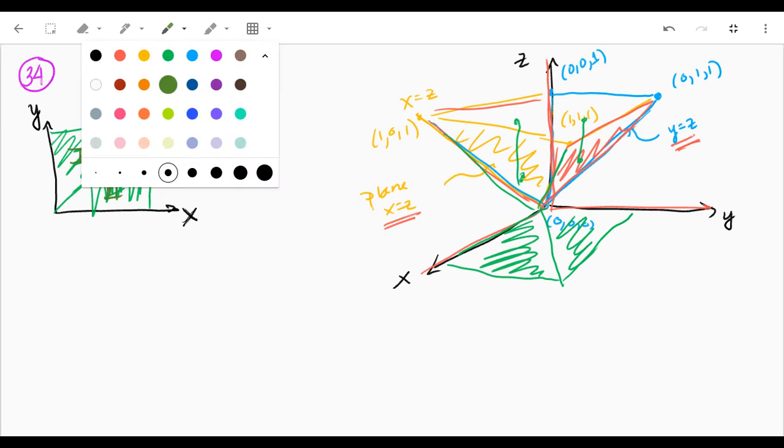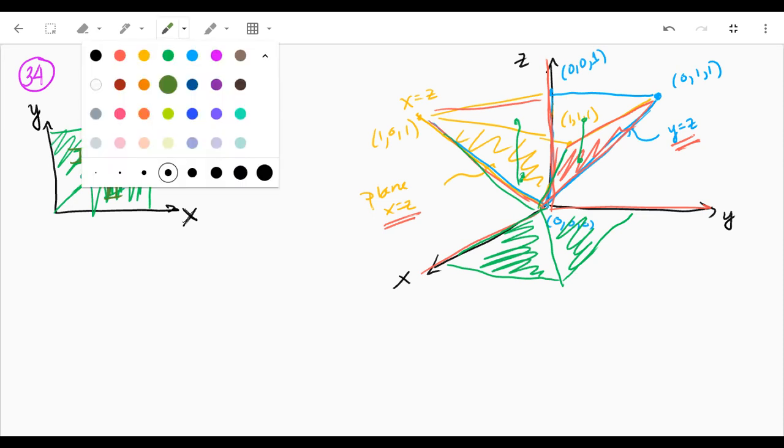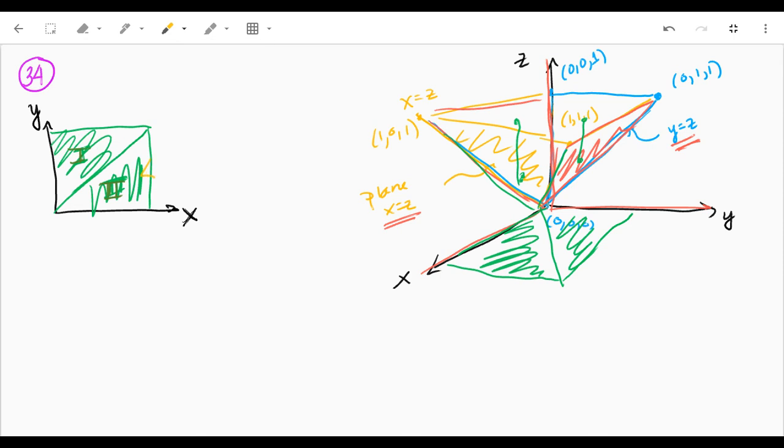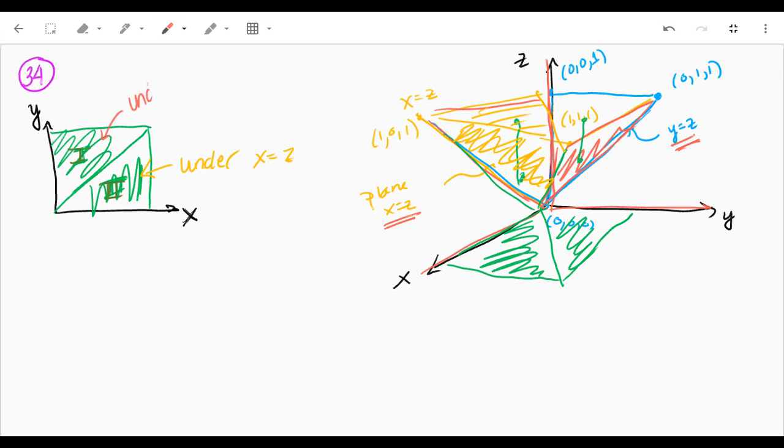Okay, so region 2 is under your plane x equals z. It's under the yellow piece here. Region 1 is under y equals z, so under this piece here. All right, so we're going to do each one of those separately.